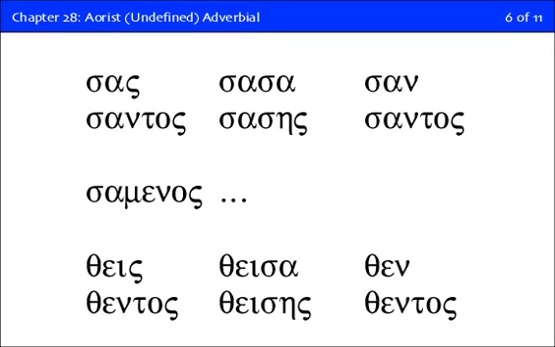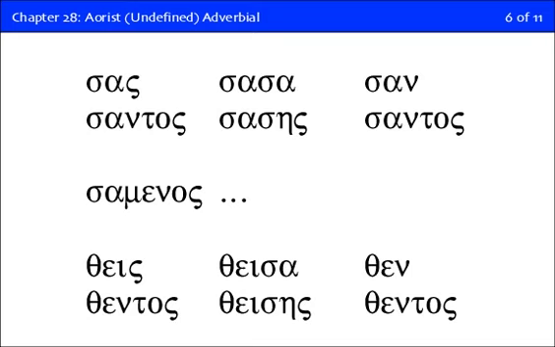Go back up to the active. How do you get to sas? Well, easy. What happens to nu tau when it's followed by your normal nominative singular case ending? Drops out. So sant goes to sas. In the neuter, there's no case ending and the tau drops off because it can't stand at the end of a word. After that, it's regular.